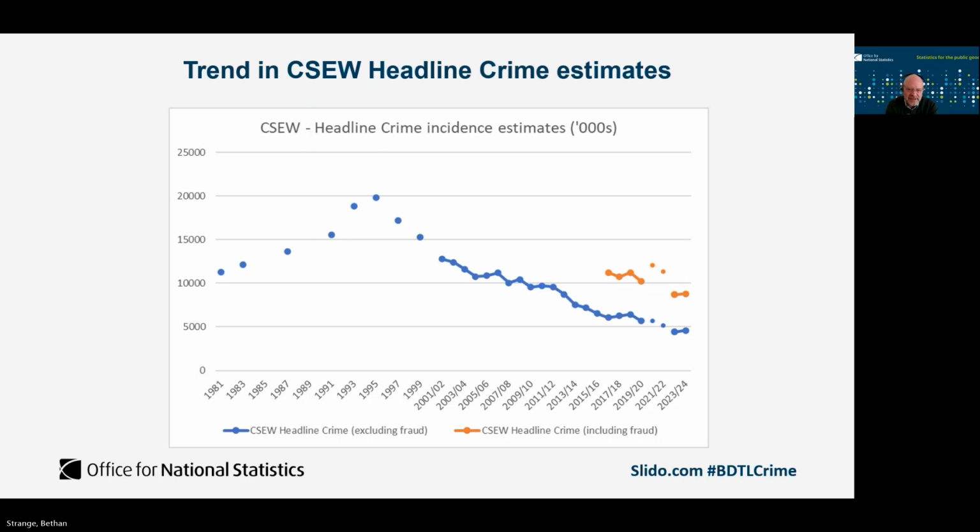The two dots closer, so 2 or 3 years ago, that was during the pandemic where we had to change the method of approach. We couldn't send interviewers to people's homes. So there's likely to be a break in the data around that period. But what this shows is headline crime measured by the blue line. So that's your traditional violence, theft, criminal damage, robbery. It peaked in the mid-1990s, where our survey estimated around 20 million incidents of those types of crimes in England and Wales in that year, 1995.